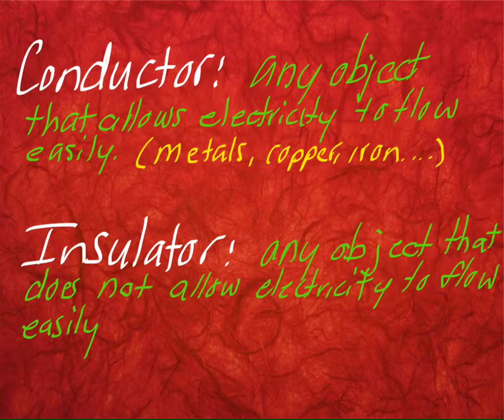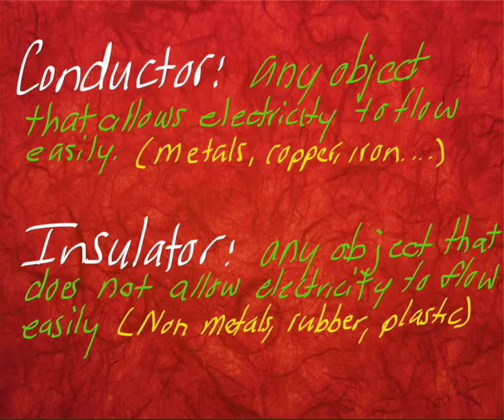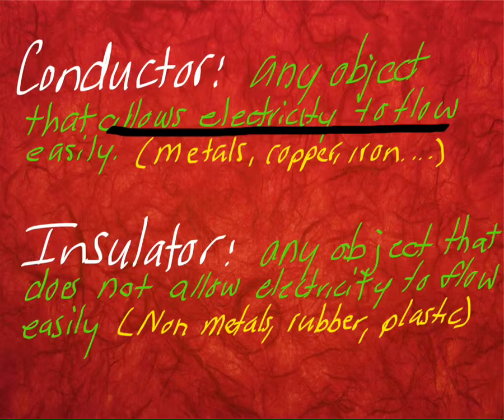And then an insulator is any object that does not allow electricity to flow easily. Some examples would be non-metals like rubber and plastic, wood, cloth. Those are examples of things that don't conduct electricity very easily. And when I say conduct, I mean specifically allowing electricity to flow. If you are not a very good conductor, that means you're weakening the process. You're not allowing things to flow.